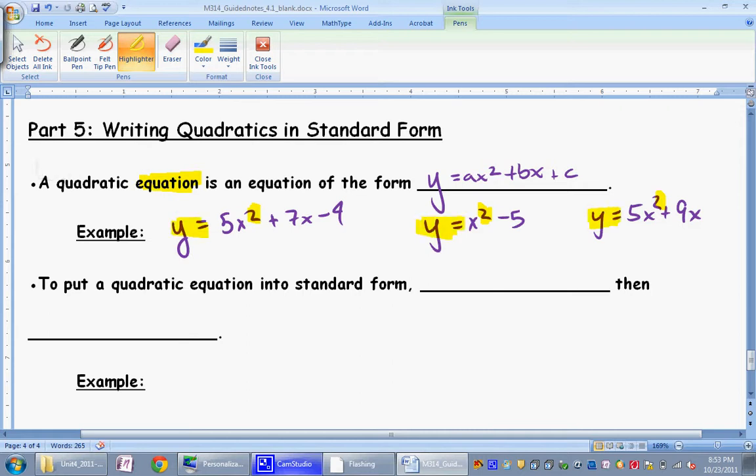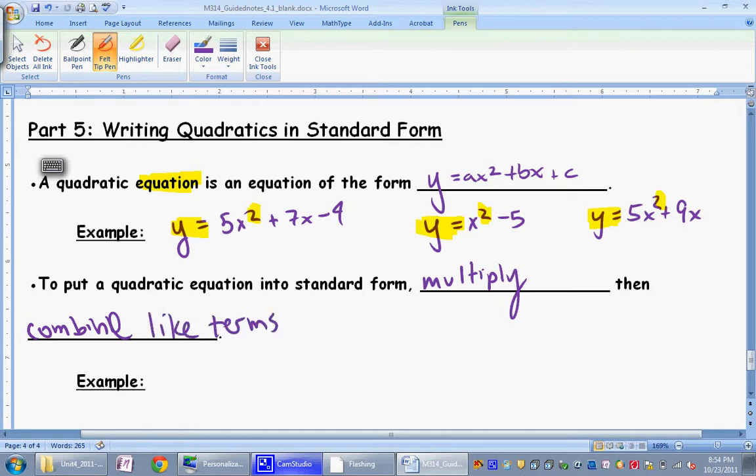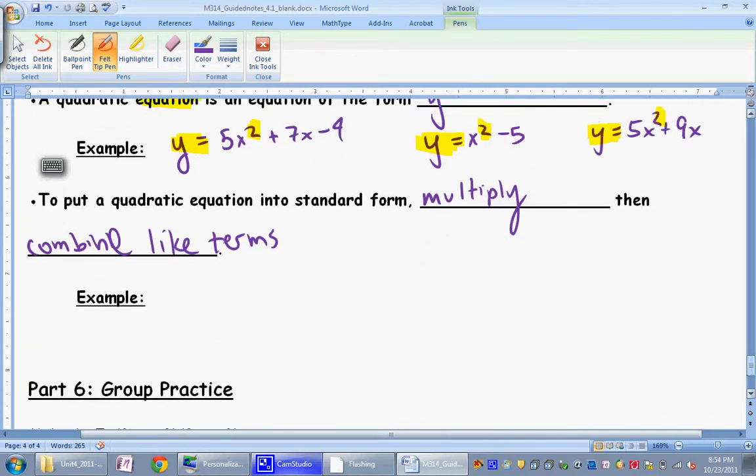Basically, to put a quadratic equation into standard form, multiply, then combine like terms. So on your homework tonight, you're going to see something like, say, y equals 5x minus 4 times x plus 1. Your goal for the homework assignment is to put this into standard form, and by standard form I mean ax squared plus bx plus c form. All you have to do is multiply out.